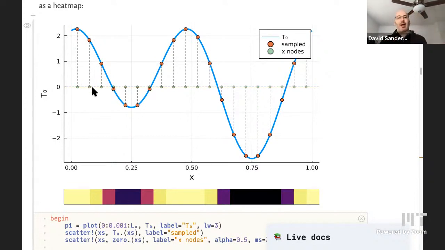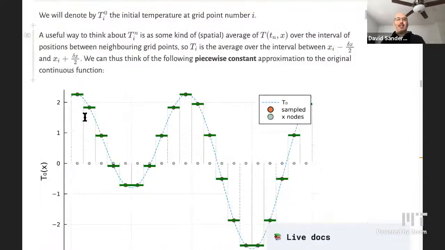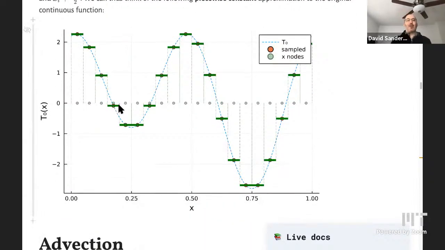And so how can we think about this? One useful way is to think of that value that we're taking as being some kind of average over the whole cell. Here you can see the actual cells in these dashed lines, and here is the grid point in the center of a cell. The value that we're taking is the value of the function evaluated at that grid point, and that's somehow representing some kind of average value over that grid cell.